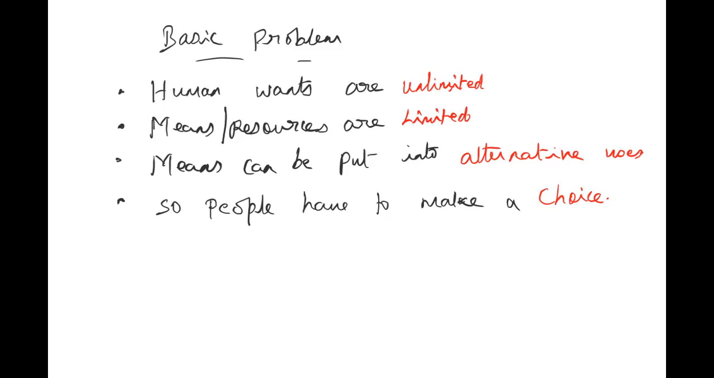So only if you are making a correct choice, if you are a consumer, your satisfaction is maximized. If you are a producer, your profits are maximized. If you are a government, then the welfare of the people is maximized. So you have to make that correct choice, and economics helps in making this correct choice. Or in other words, what does economics study about?